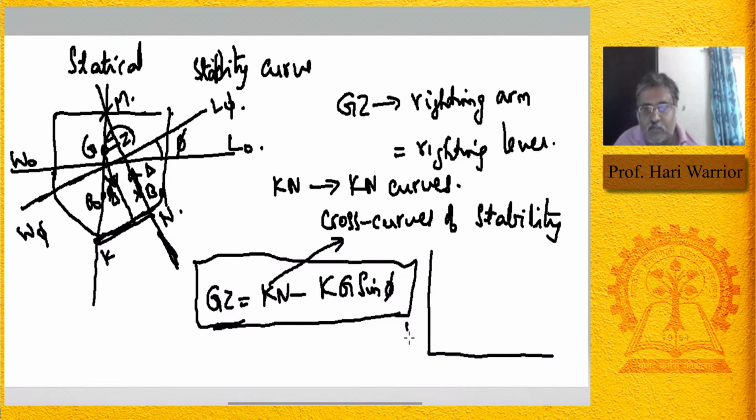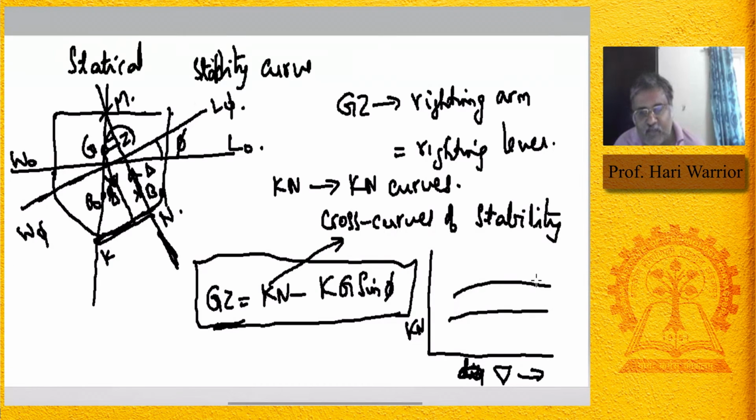These KN values are drawn as a function of displacement volume, delta, and it gets a series of curves like this. We will explain this later. I'm not going into this right now, leave that. But these are called KN curves. These curves look like this for different heel angles, and they are known as KN curves.